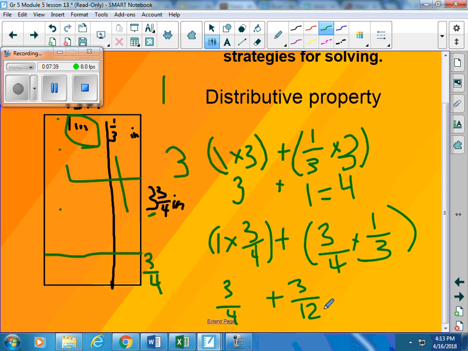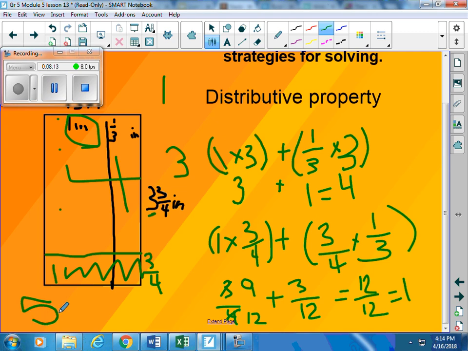Since 12 is a multiple of 4, I'm going to cross out this 4 and make it a 12. And I multiplied the 4 times 3, so now I'm going to multiply the 3 times 3. So when I do that, I get 9/12 plus 3/12, and that is 12/12, which is 1 whole. So this area down here is 1 whole.